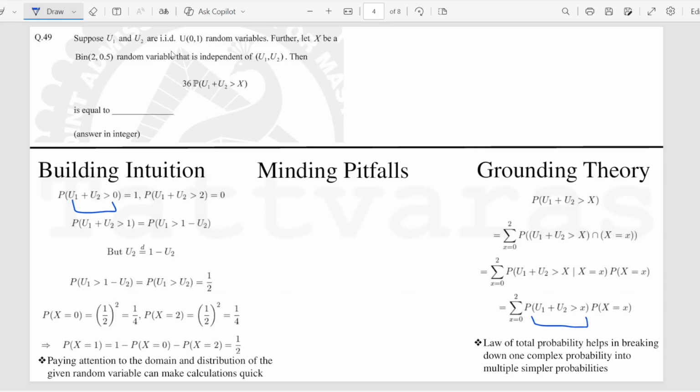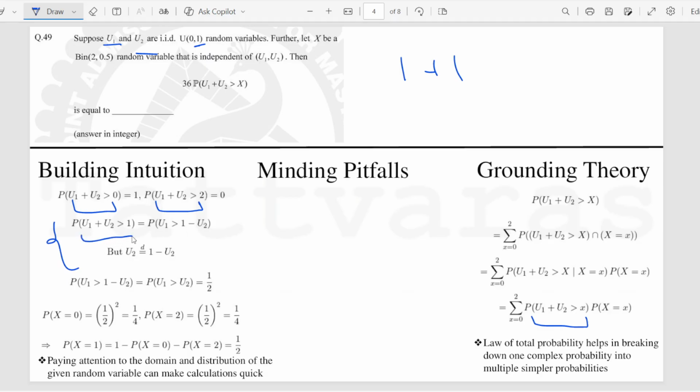And this thing will be 0 because the maximum value that the addition of these two, U1 and U2, can take will be restricted by the sum of the maximum value that the individual can take, which is 1 plus 1, so 2. It cannot take more than 2. So this is 1, this is 0. Good.